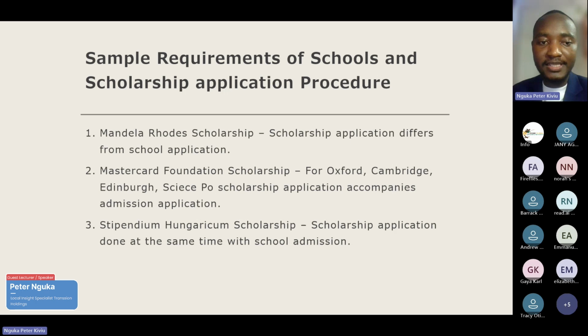But when you're doing a MasterCard Foundation scholarship, especially for the University of Oxford, for Cambridge, and for Edinburgh, or for CNSPO, your application will accompany the application for the school. So it will be in one system, and that is the system for admission, either for Oxford or Cambridge. So that one is done together. So when you're applying under the funding option, you will put your essay for MasterCard Foundation.